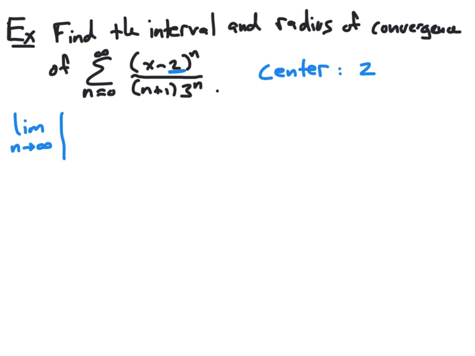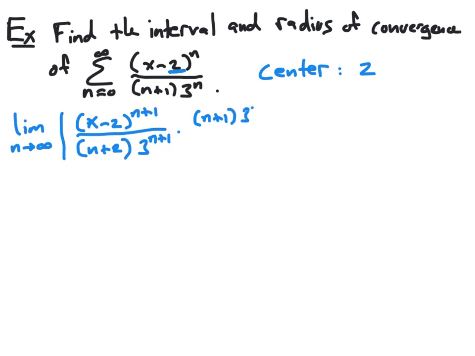In order to determine the interval and radius of convergence, we're going to apply the ratio test to this particular power series. So we want to compute the limit as n goes to infinity of the absolute value of the n plus first term, which will be (x minus 2) to the n plus 1, over n plus 2, because we're going to replace n with n plus 1, and so that expression in the denominator will be n plus 2, times 3 to the n plus 1. We're then going to multiply that by the reciprocal of the nth term, which will be n plus 1 times 3 to the n over (x minus 2) to the n. And we'd like to compute this particular limit.